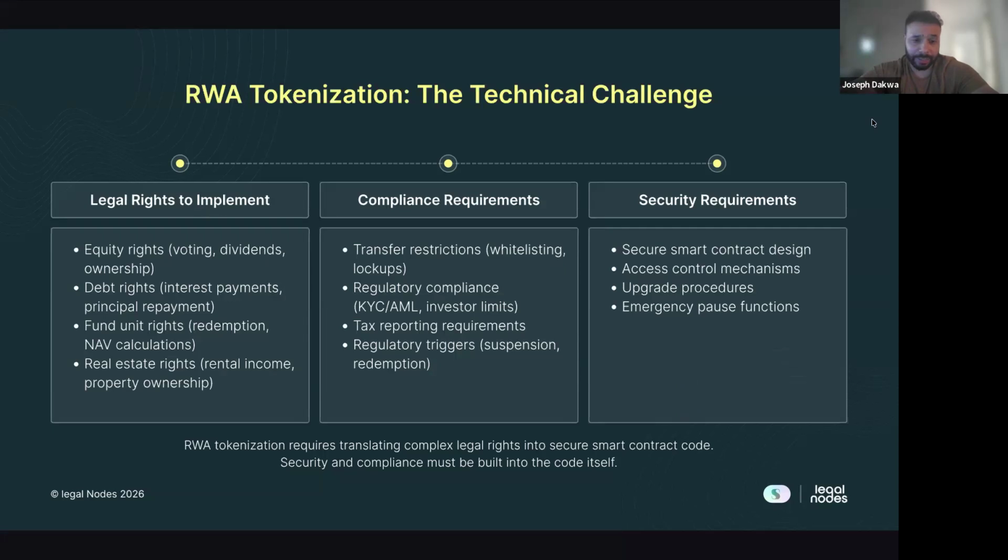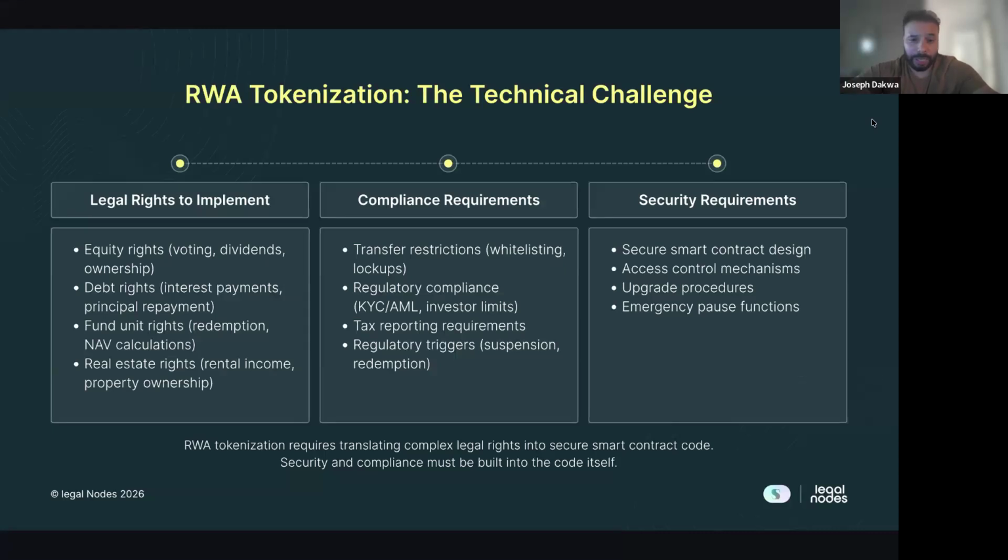So let's start with an overview of RWA tokenization, and we'll jump straight into the legal rights that you need to implement, including equity rights. So we heard from Iryna about governance earlier and how that plays into equity rights through voting and dividends and ownership. And then we also have to look at how we implement debt rights and how that's realized in the blockchain sense through interest payments and repayments on principal. And then, of course, fund unit rights through redemption and calculating the net asset value. And then real estate tokenization rights through rental income and property ownership.